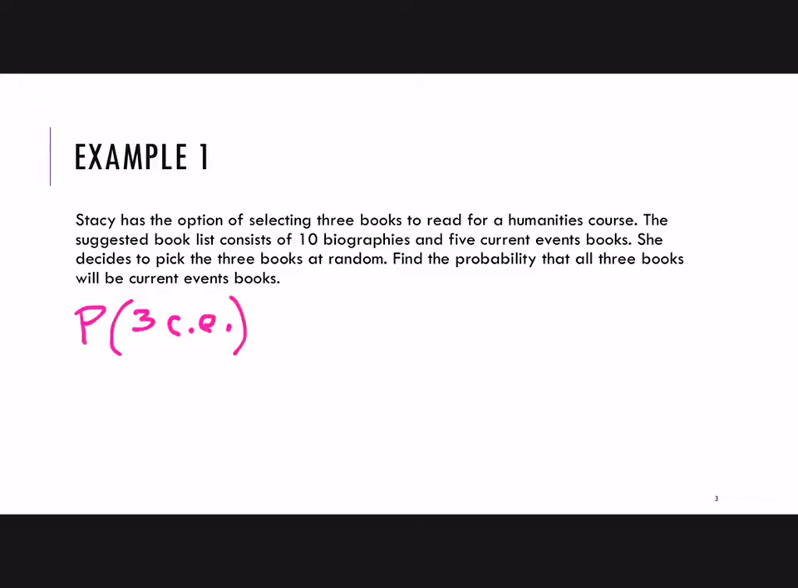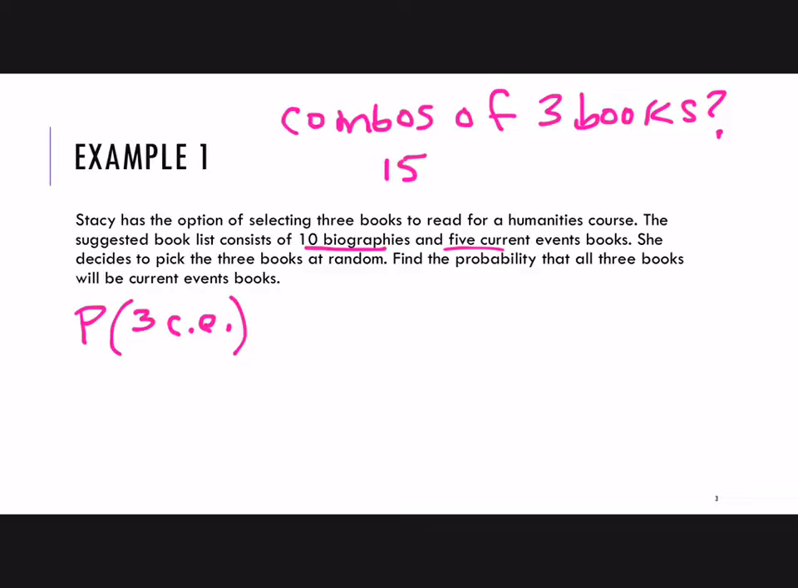Well, what is the sample space? The sample space would be all of the possible combinations of 3 books that she's picking. Think about the number of possibilities. She has 10 biographies and 5 current event books to choose from. So this is like finding the combinations of 15 books chosen 3 at a time, or 3 out of 15 books. Using combinations, there are 455 different options.